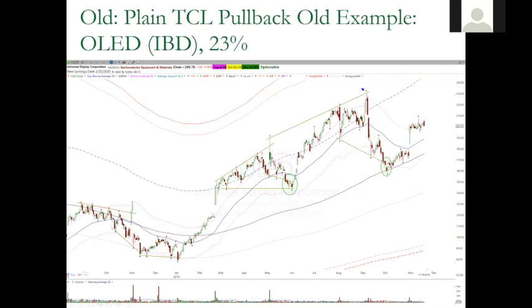In this case, maybe 20%, something like that. So that's the trade-off in a pullback setup. You're not going to make as much money, but you've got the probability.